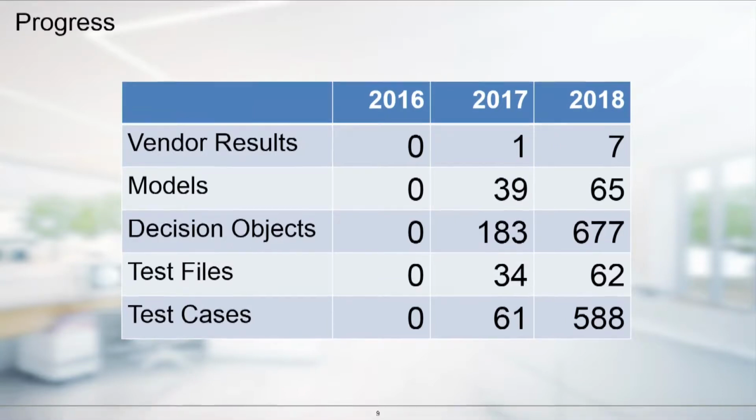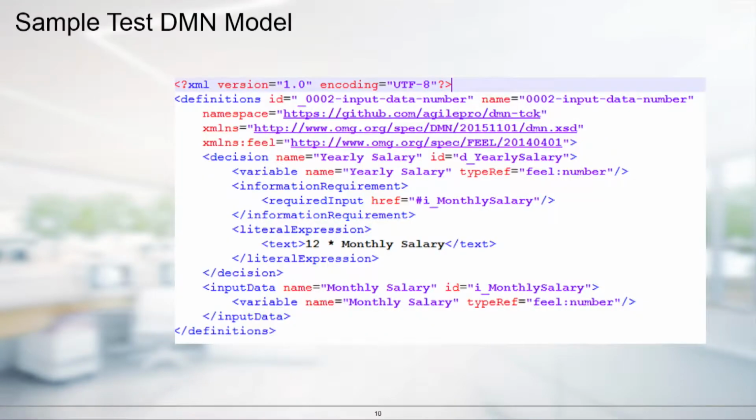We have 677 decision objects in those, 62 test files, and each file has a number of cases in it, so we have 588 test cases. Not all of those cases are in the active set. Some of them are set aside as not being strictly compatible to the spec today. We're waiting for version 1.2 of the spec to come out so that we can then bring those back, or maybe for some things to be resolved. But anyway, we have 588 test cases.